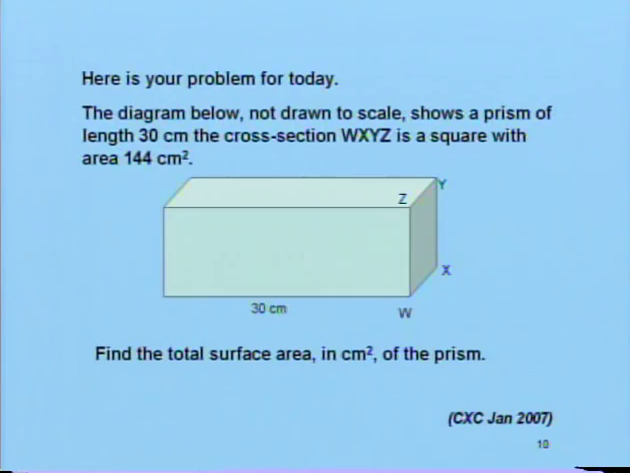Here is your problem for today. The diagram below, not drawn to scale, shows a prism of length 30 cm. The cross section WXYZ is a square with area 144 centimeters square. Find the total surface area in centimeters square of the prism. This question is taken from CXC January 2007.